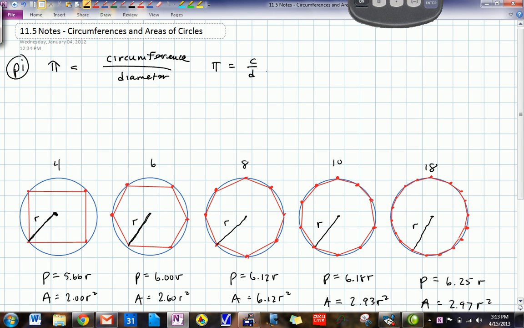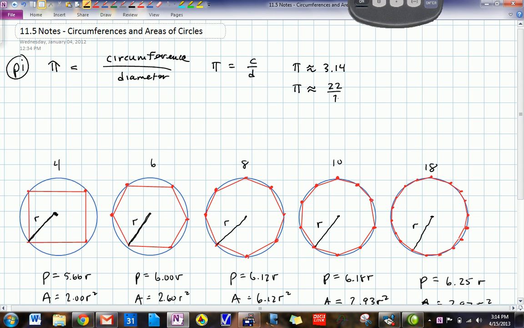Pi is an irrational number. An irrational number means that it's a non-repeating and non-terminating decimal. So it never repeats itself in any sequential way, and it just never ends. It goes on and on forever. We use some approximations for pi. Pi is approximately equal to 3.14, or sometimes it's convenient to use a fractional approximation. The fractional approximation is pi is approximately equal to 22/7.